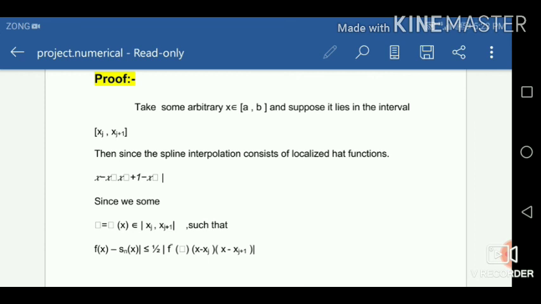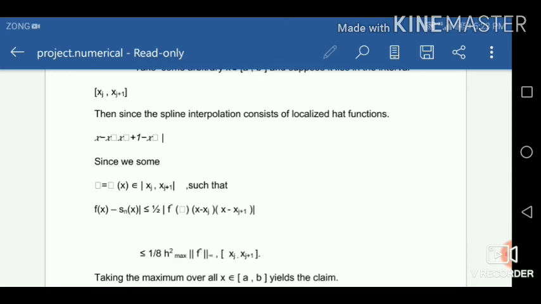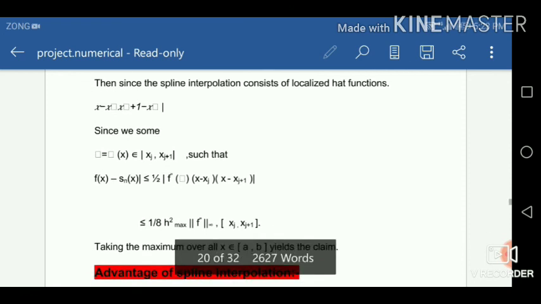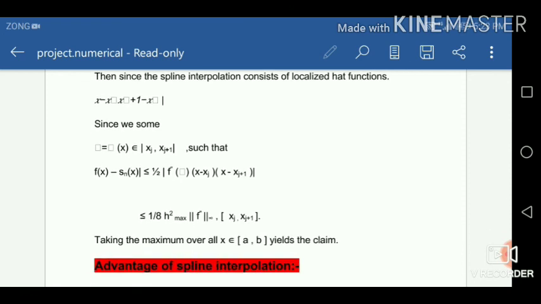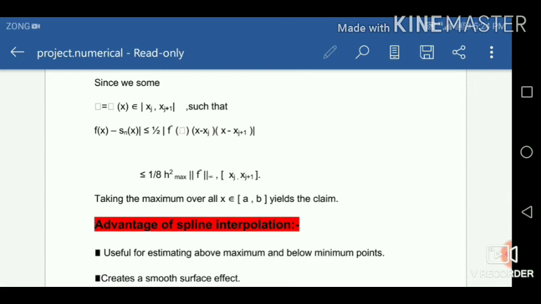Then, since the spline interpolation consists of localized hat functions, we have, such that |f(x) - Sn(x)| is less than or equal to 1/2 |f''(x)| times |x - xj| times |x - xj+1|, which is less than or equal to 1/8 h² times the maximum of the norm of f'' in the infinity norm on the closed interval [xj, xj+1]. Taking the maximum over all x belonging to [a, b] yields the claim.